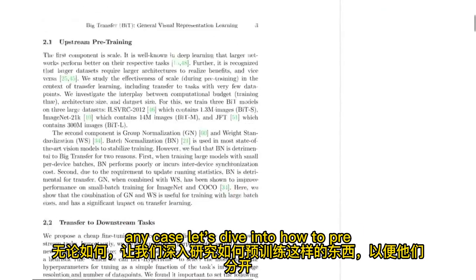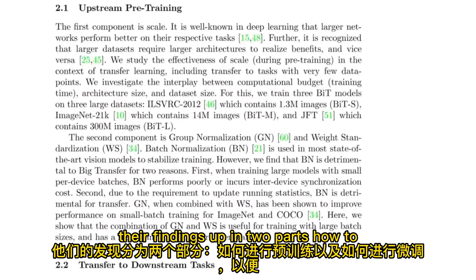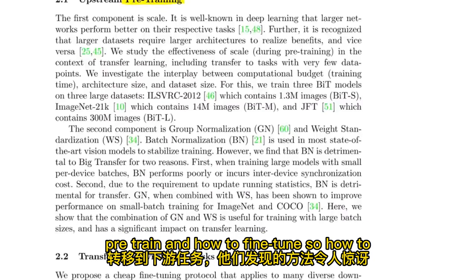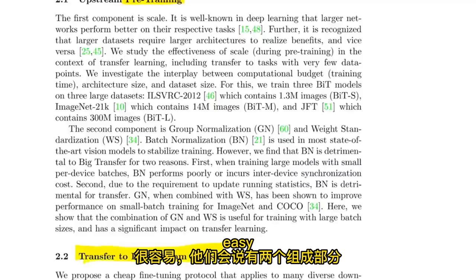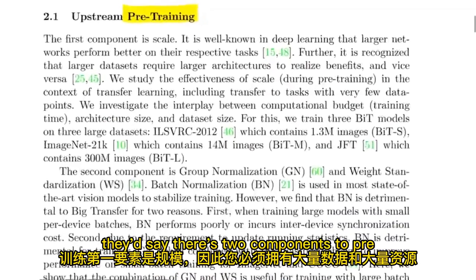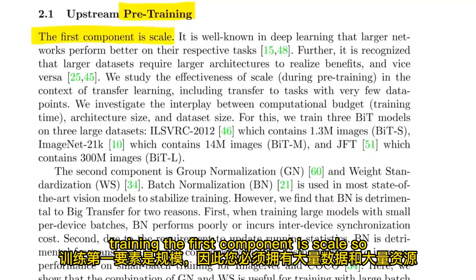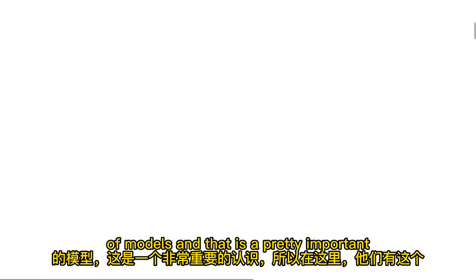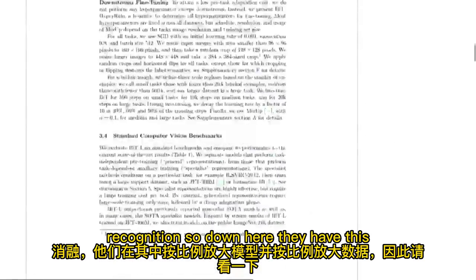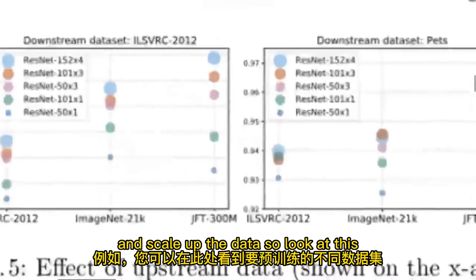But in any case, let's dive into how to pre-train something like this. So they divide their findings up in two parts, how to pre-train and how to fine-tune, so how to transfer to downstream tasks. And the methods they find are surprisingly easy. So they say there's two components to pre-training. The first component is scale. So you have to have a lot of data and a lot of models, and that is a pretty important recognition. So down here they have this ablation where they scale up the model and scale up the data.